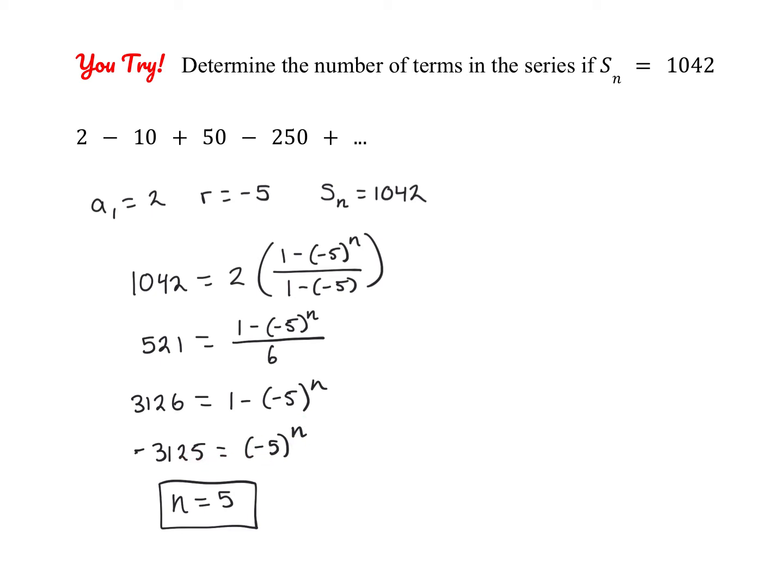So we haven't yet learned this year how to solve an exponential equation, but we can do a little guess and check. We know that 5 cubed is 125. We know 5 to the power of 4 is 625. So if you try a few, you'll find pretty quickly that 5 to the power of 5 is 3,125. So n would be 5.